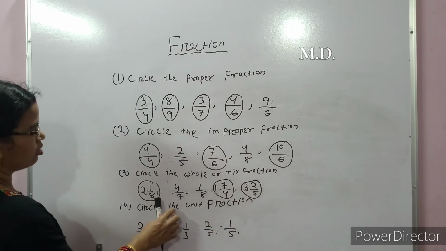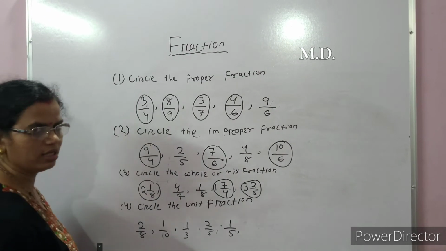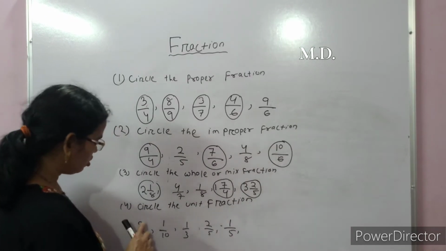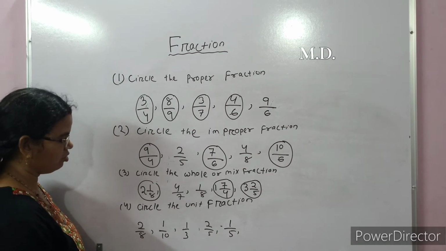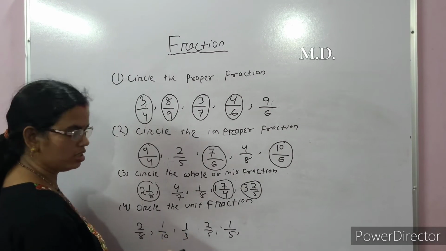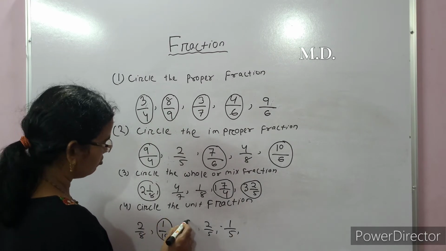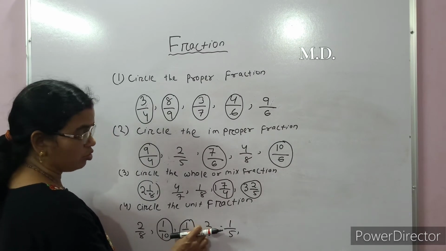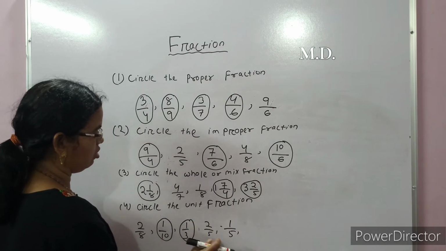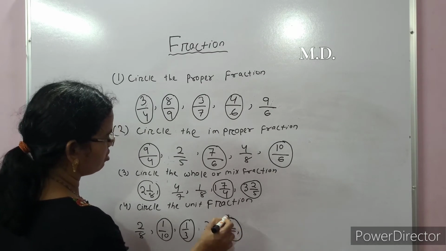Circle the unit fraction. Unit fraction means the numerator is 1. This is the unit fraction. 2 by 8. The numerator is 2. This is not a unit fraction. 1 by 10 is the unit fraction. 1 by 3. 2 by 5. The numerator is 2. This is not the unit fraction. 1 by 5. This is the unit fraction.